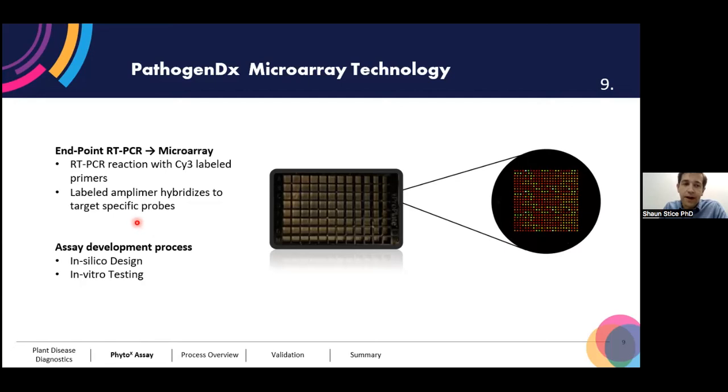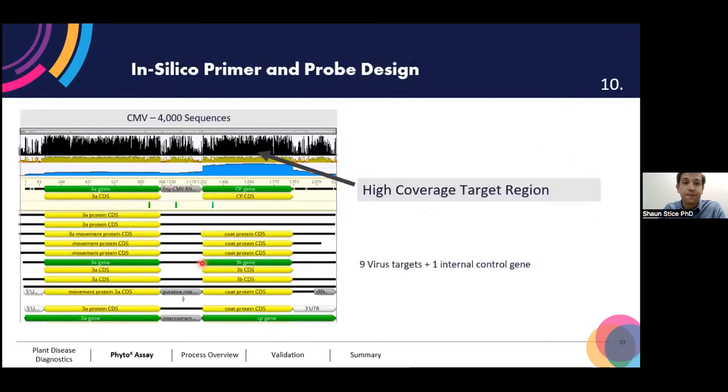During the PCR reaction, the targets within the virus are amplified and labeled with Cy3 primers, and that's what hybridizes to the array. As far as the development process, we first do an in silico design, and then we do some in vitro testing to confirm that the assay is functioning correctly.